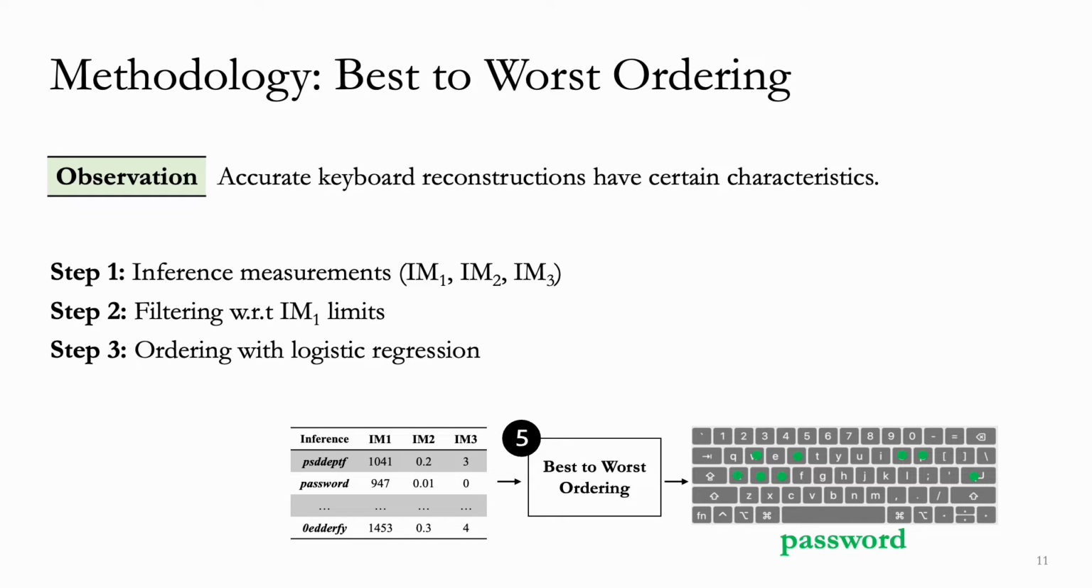In the previous step, we obtain countless inferences as an output of this exhaustive process. Many of those inferences are inaccurate due to the incorrect pairings. Although the search space is still significantly reduced, it is still infeasible for the adversary to consider all reconstructions. However, accurate reconstructions have certain characteristics which we measure with inference measurements. In this step, we filter out the inaccurate keyboard reconstructions and order them from best to worst using the inference measurements.